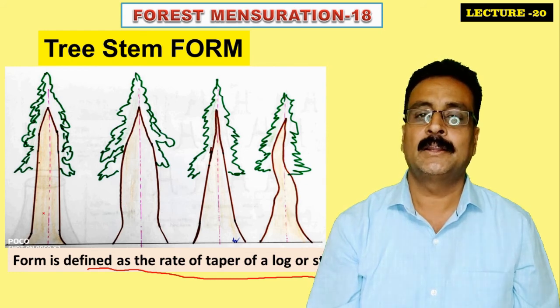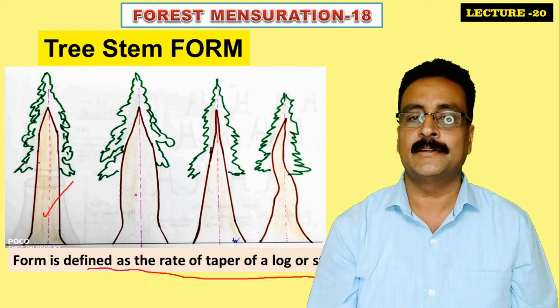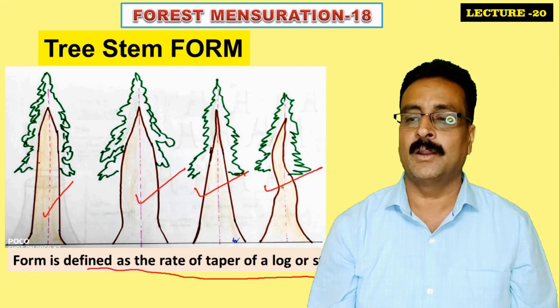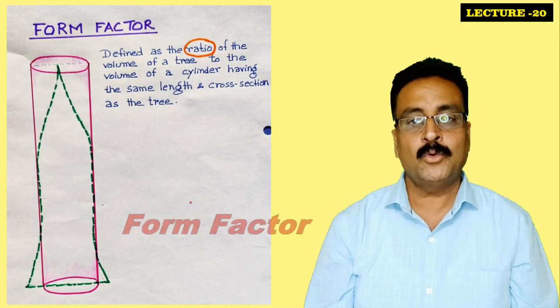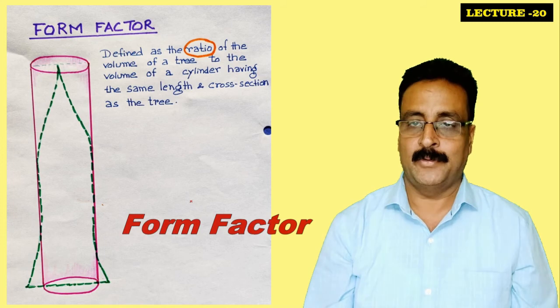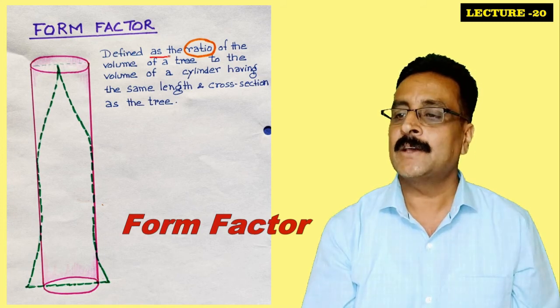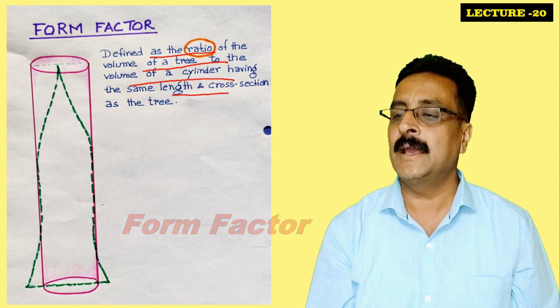You can see here the taperness is very less. It is cylindrical. Here it is a paraboloid. Here it is a cone. It is irregular. And how to calculate the tree form, that is very important. It is defined as the ratio of the volume of a tree to the volume of a cylinder having the same length and cross section.